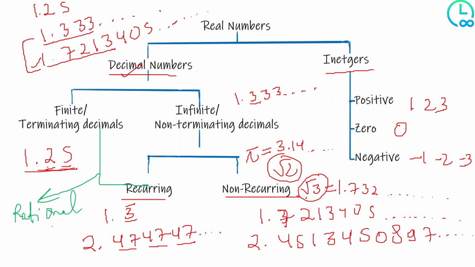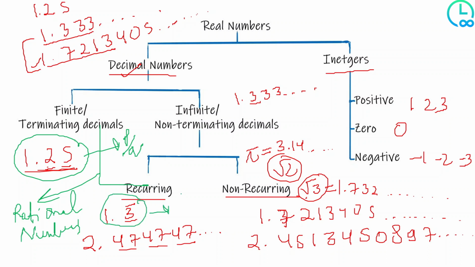What it means is that you can convert these numbers into p by q form. We'll learn the method of how to convert these numbers into p by q form. This you already know: we just remove the decimal and put the number of zeros here. So this is the p by q form of this number. That is the simple method we'll see in upcoming slides. I hope this part is clear. So these two are called the rational numbers.